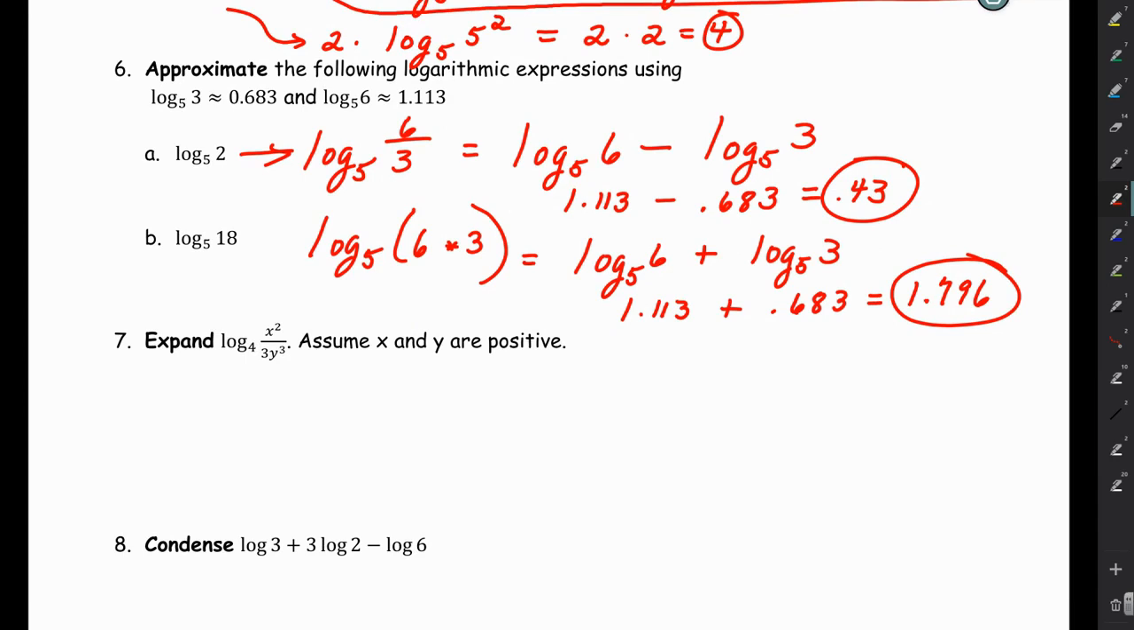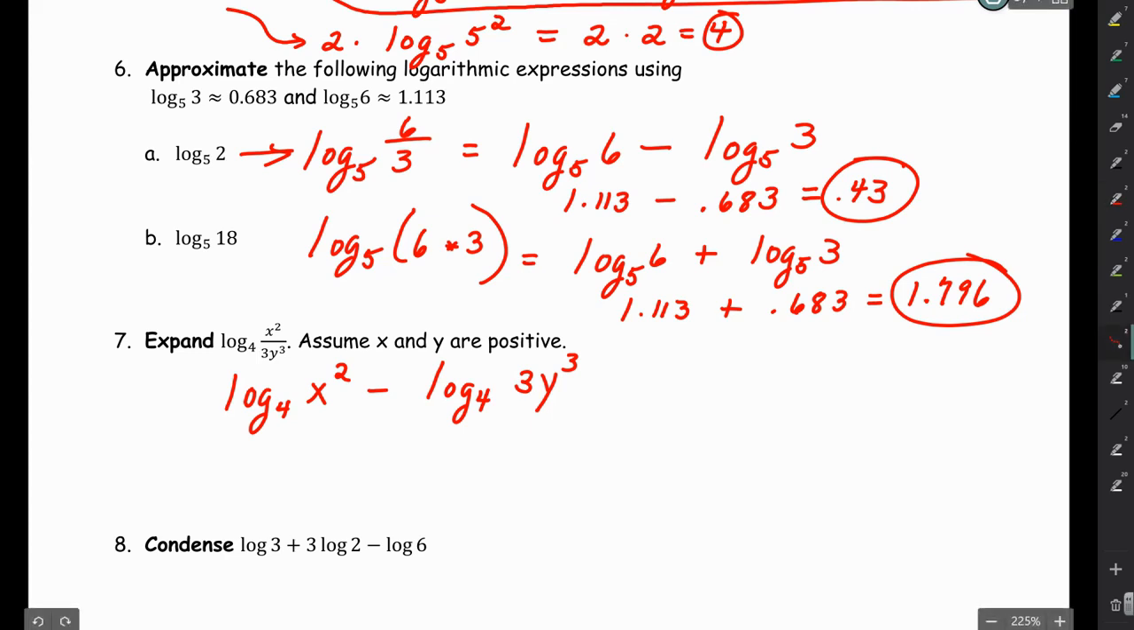Number 7, you're being asked to expand the log. When we expand a log, we are making the log sentence as long as we possibly can make it, right? And this is another exercise to get into your brain how we use the properties of logs. So when we have division and we're going to expand it, it's going to be subtraction. So this is going to start out with log base 4 x squared minus log base 4 3y cubed.